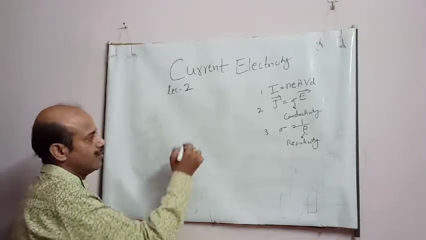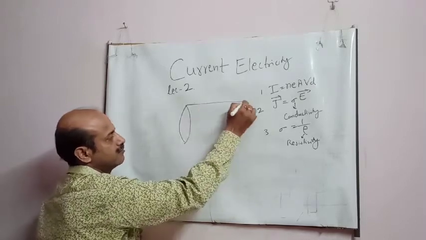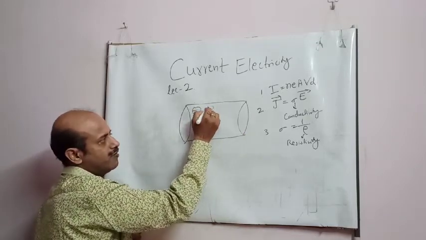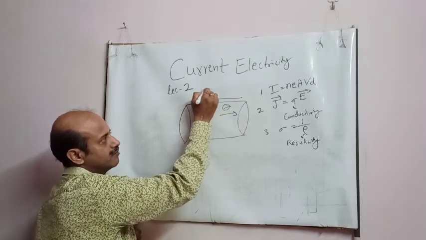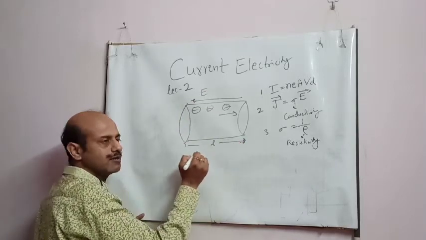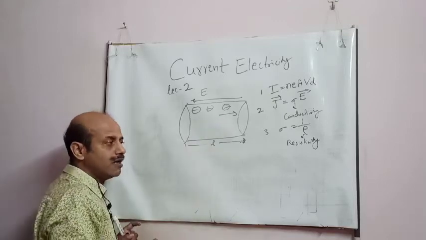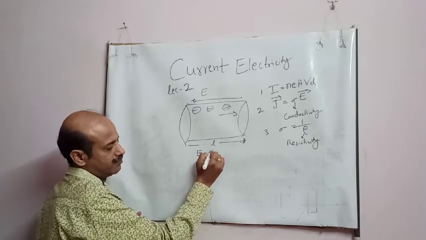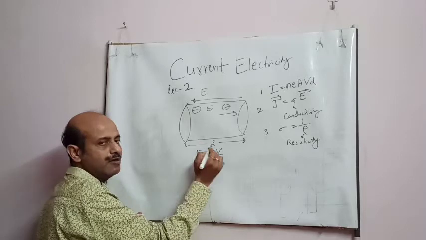Now, again I am starting from here. See, this is the conductor. Suppose electrons are moving in this direction due to the effect of electric field. This length is L. Since the electrons are moving, there is a potential difference. And how much is the potential difference? As you have learned, the electric field E is given by delta V, the potential difference, upon L.